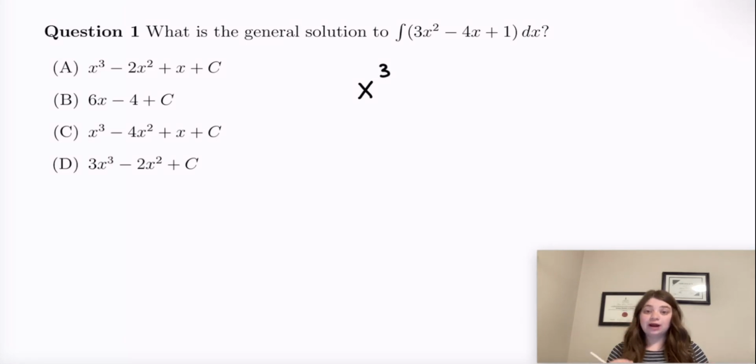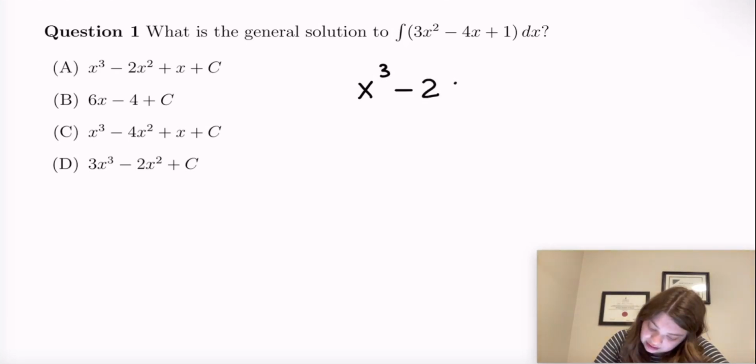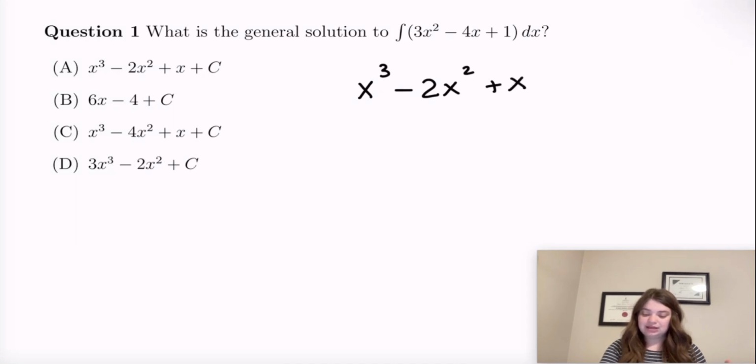Then as for negative 4x, that would be negative 2x squared, right? Because if we were to take the derivative of negative 2x squared, we would indeed get negative 4x. So we know we've done that correct. And then for 1, it would just be x, right? Because the derivative of x would be positive 1. And then because we want the general family, we have to put plus c, plus a constant.